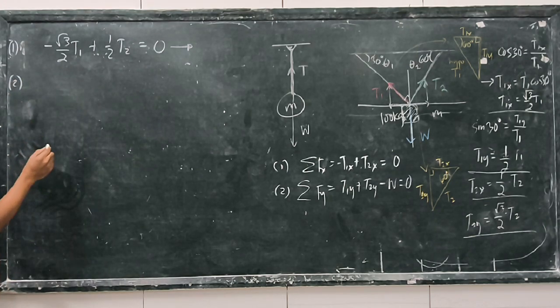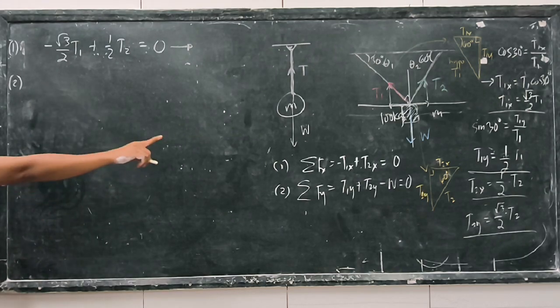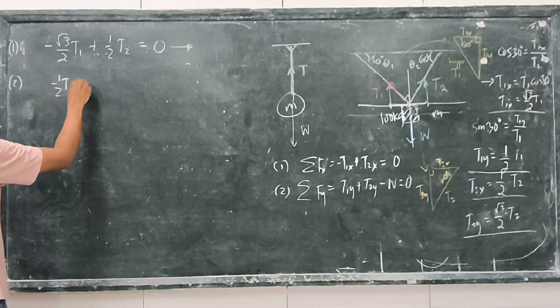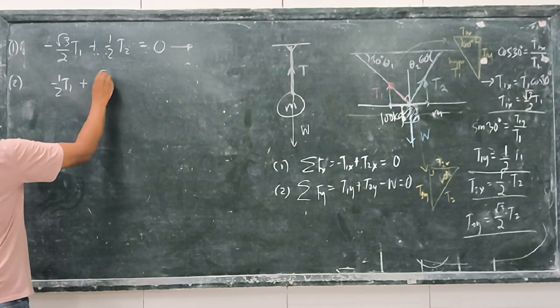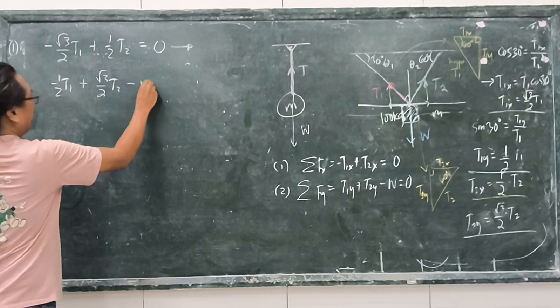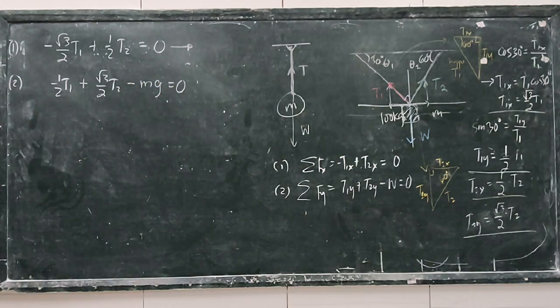Equation 2 is T1y. What is T1y? 1 half T1, so 1 half T1 plus T2y, that is square root of 3 over 2 T2, minus the weight, which is mg, equals 0. Okay? Let us just substitute mg.